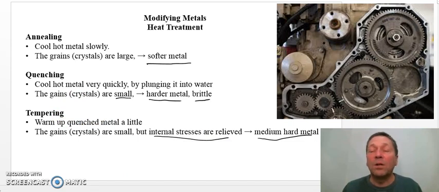properties. So as you can imagine, we can change the properties of metals in a couple of different ways. We can do alloying, we can do various kinds of heat treatment, and it gives us the properties that we want.